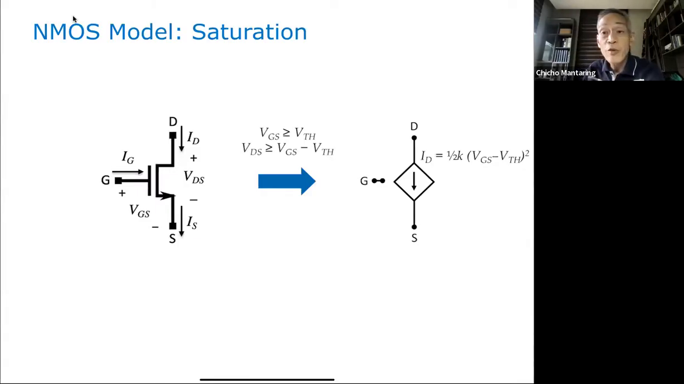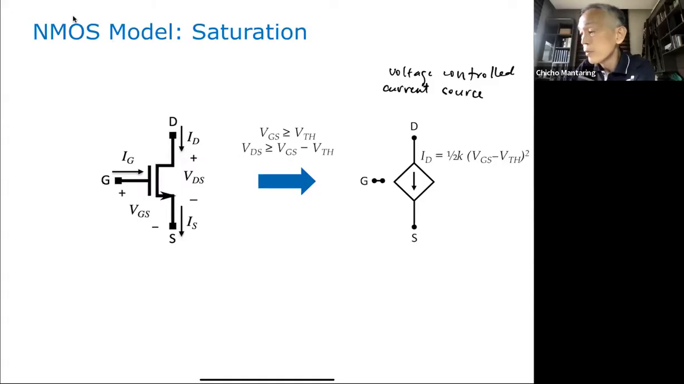So what is your transistor now? Your transistor now is equivalent to a voltage-controlled current source. Unfortunately, it is not a linear element, no? Because you have a squared relationship here. So hindi siya linear element. Your gate is still an open circuit. I of G is equal to 0.